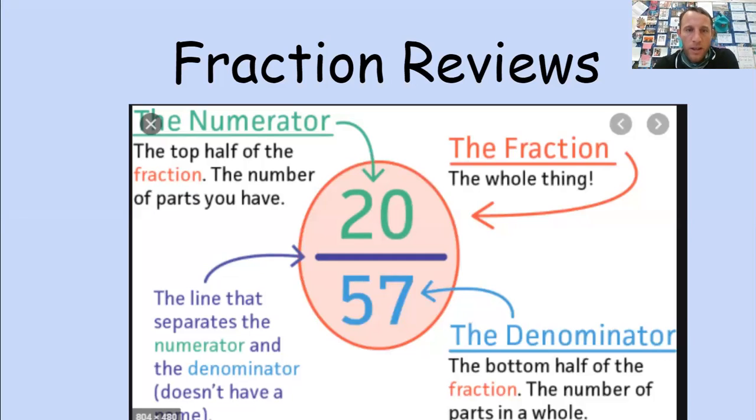Fractions are this whole thing. It means parts of a whole. We have 20 out of 57. We have a line there. The numerator's in green on the top, and the denominator, I always think denominator down. Denominator is on the bottom, and it's 57. So we can say this whole fraction as 20 over 57, 20 out of 57, 20 divided by 57, or 20 57ths. So that's one way.